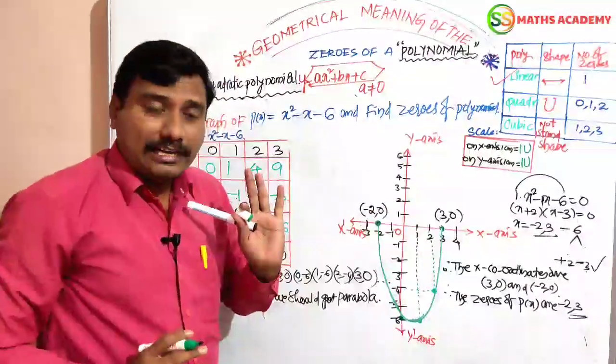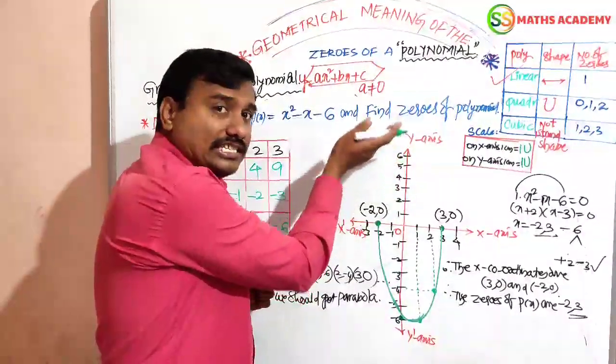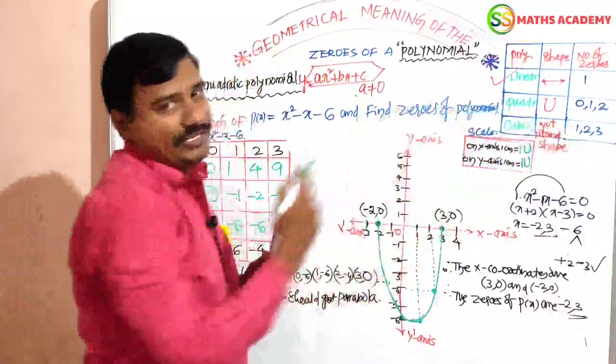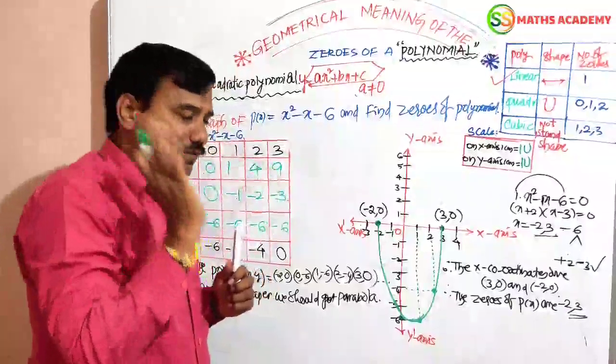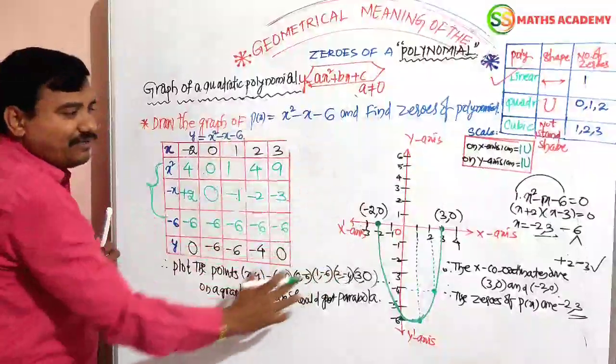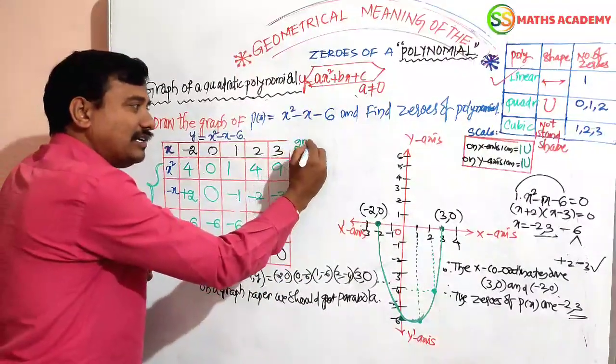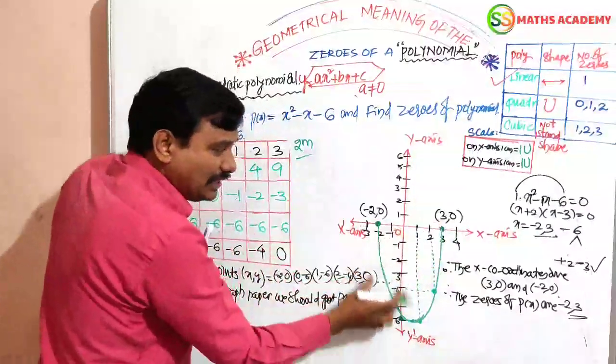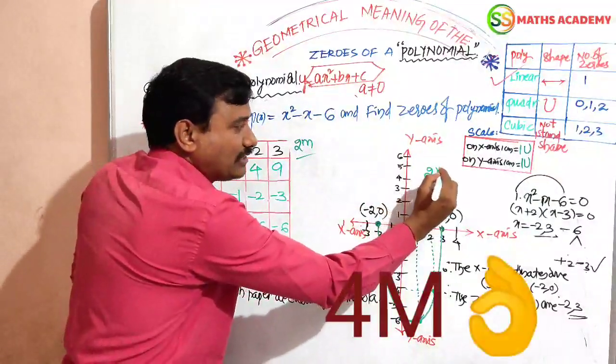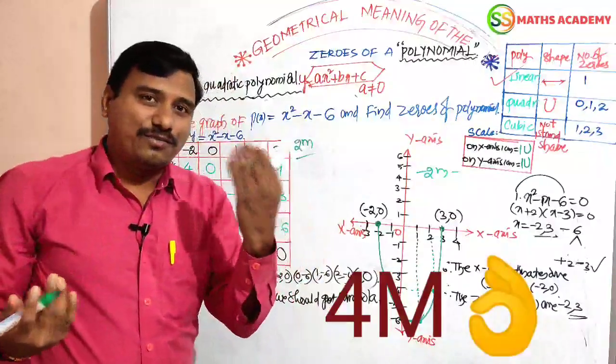This is the scale. Sometimes you have to take 2, 4, 6 like that. You can write on the y axis 2 units, depending on your graph. So this is complete information about the graph. If you fill the box, you will get 2 marks. If you draw the graph perfectly like this, you should get 2 marks. Totally you will get 4 marks.